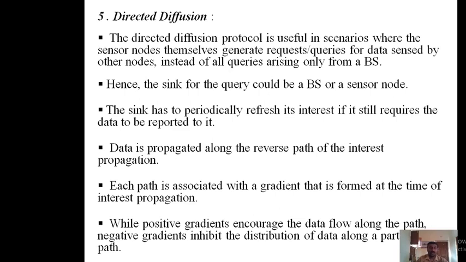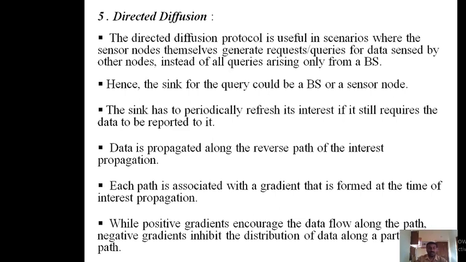Already in the first video we discussed what is meant by sink. It gathers the interest, and based on that it is seeking information about that event. So sink means the node seeking information, the one who requires the data. That node will be called the sink. Here the sink may be any base station or any sensor node, because the sensor nodes generate the queries. Even a base station is also a sensor node. Any sensor node can seek the information in directed diffusion.